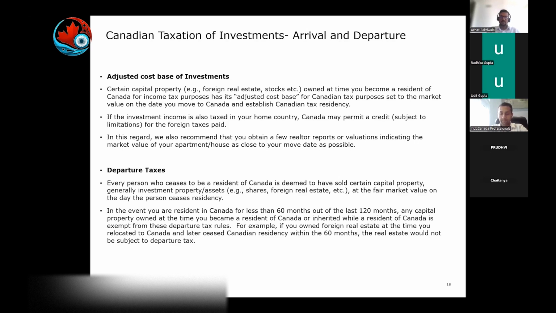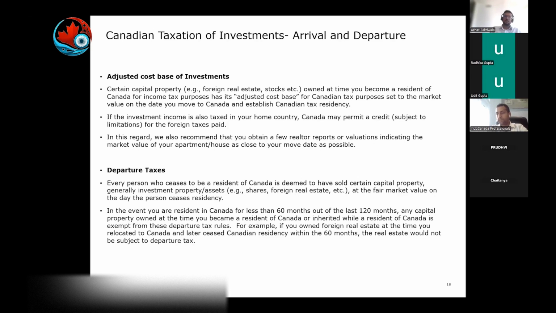So one way is you can obtain a few realtor reports from publicly available sources, or you can get the valuation of your real estate assets from a registered valuer in India, so that in the future when you actually sell those assets and compute your capital gains, and in case your tax return is picked up for audit, your fair market valuation basis can act as sufficient proof to the CRA while they assess your capital gains.